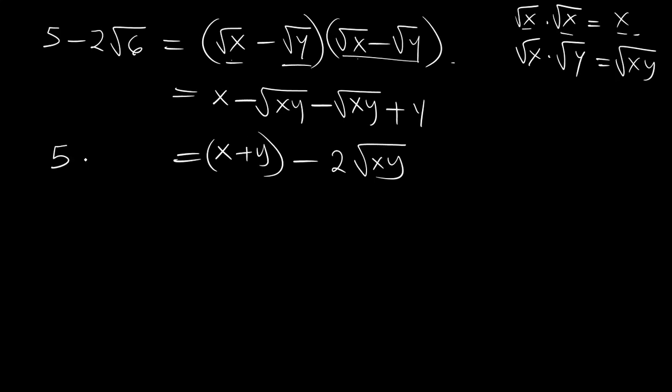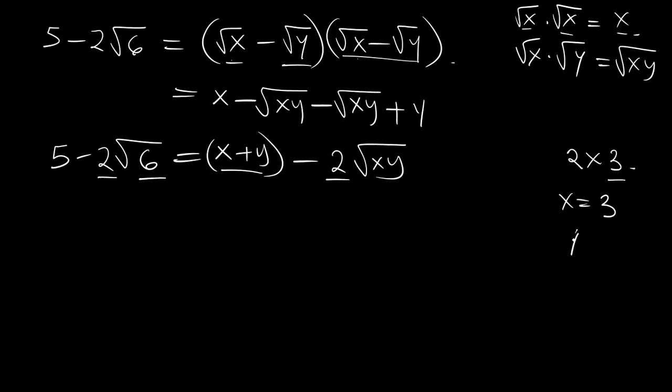So we now have 5 minus 2 square root of 6. Now when you look at these two things, you see the coefficient here is the same, which is 2. So we look for the factors of 6, because this times this will give you 6, and when you sum them it will give you 5. The factors of 6 that sum to 5 are 2 times 3. Since there is a negative sign, we're going to put the larger one first to be our x, and y will be 2. So x is 3, y is 2.